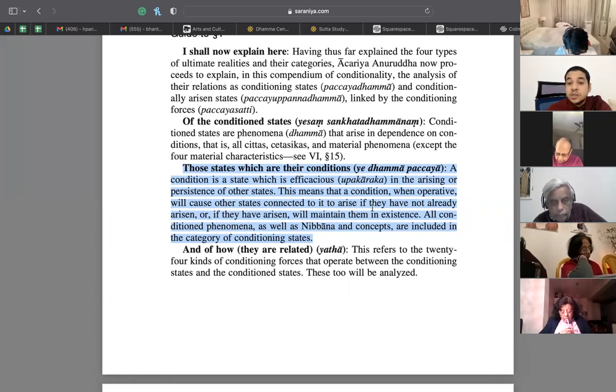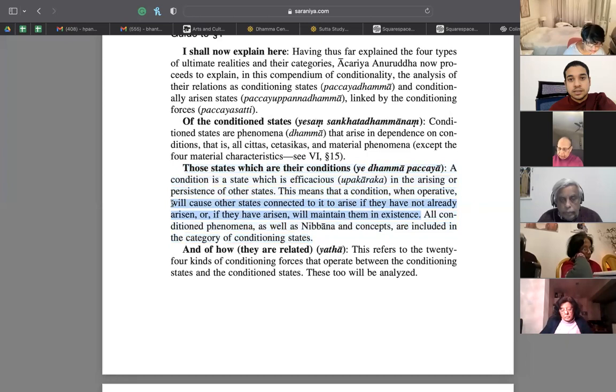So now we have to think, when we read something like this, we have to bring our minds to the processes undertaken by the rupas and by the mind, by my nama and rupa, in a way that fuels the processes to exist, to arise, and also to persist. Right? We must take ourselves back to those moments. All conditioned phenomena, as well as Nibbana and concepts, are included in the category of conditioning states.